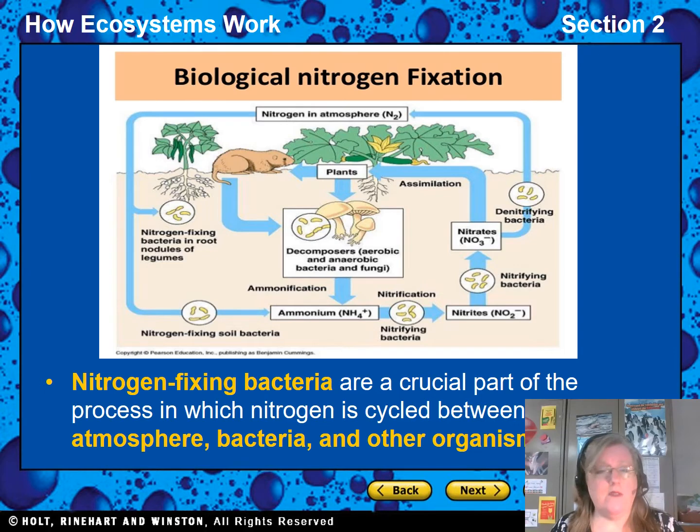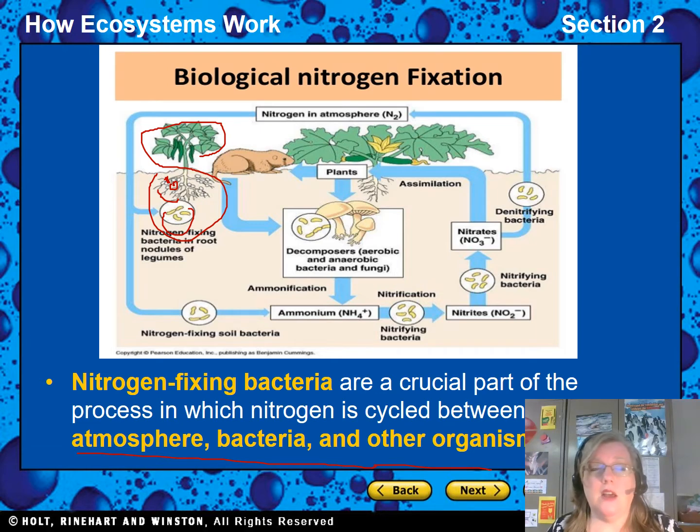So the nitrogen-fixing bacteria are a crucial part of the process in which nitrogen cycles between the atmosphere and bacteria and other organisms. So here's our plant. This is a special plant called a what? What do we call this kind of plant? A legume. And the bacteria live in nodules on the roots of the legume. They're going to fix the nitrogen.